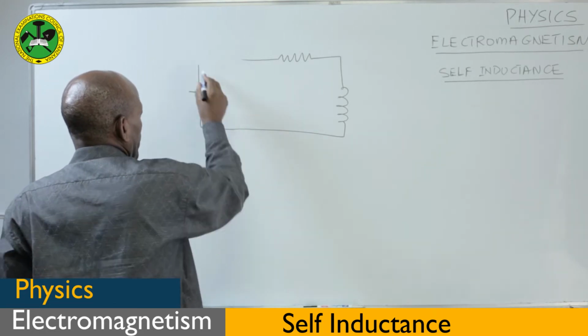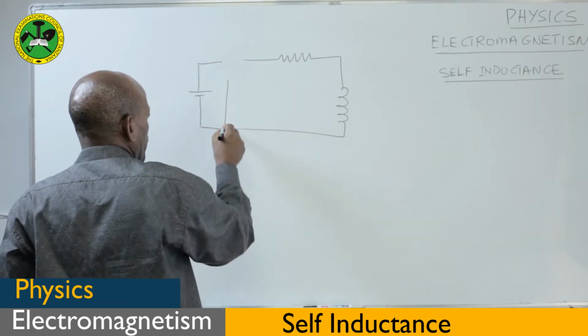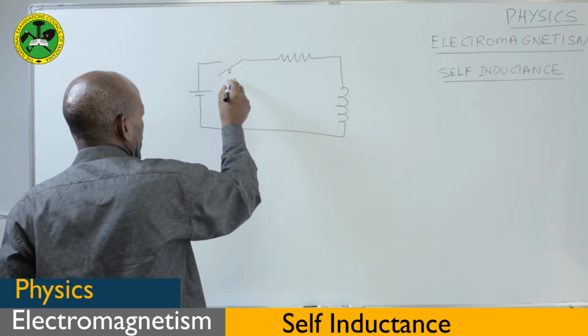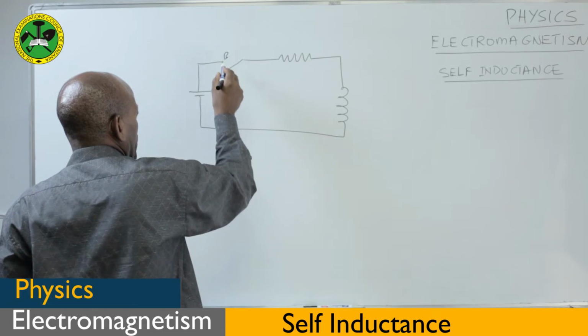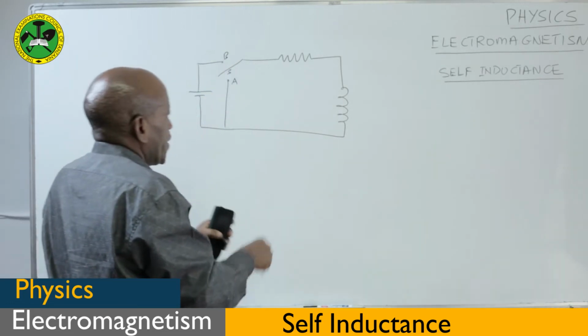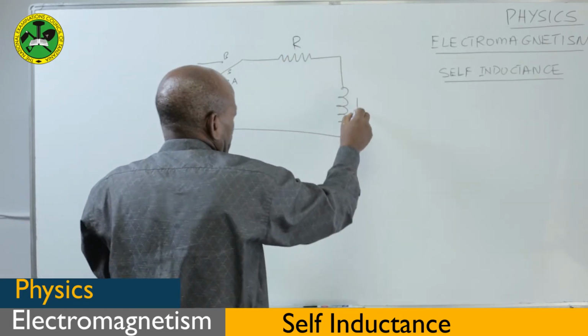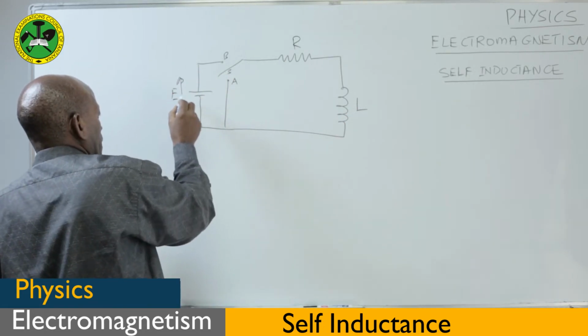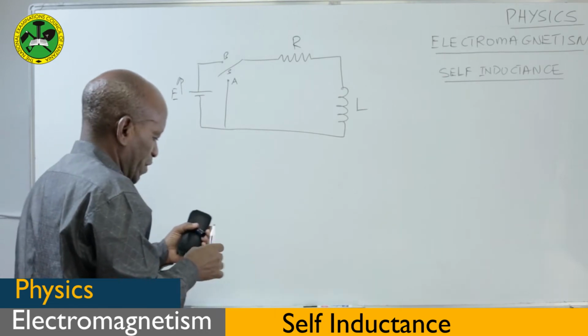So we could have such a simple circuit, with a resistor there and an inductor there, connected to a battery there. We could have a switch S connected at A and at B. This is a resistor, this is an inductor, and this is a battery producing a certain EMF E.